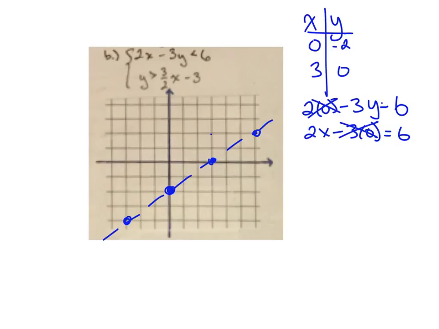So we have to test a point. I'm going to test this point that's not on the line, (0, 0). And I'll just plug it in. Is 2 times 0 minus 3 times 0 less than 6? Well, is 0 less than 6? Yes. So that means this is the side that we're going to shade on.